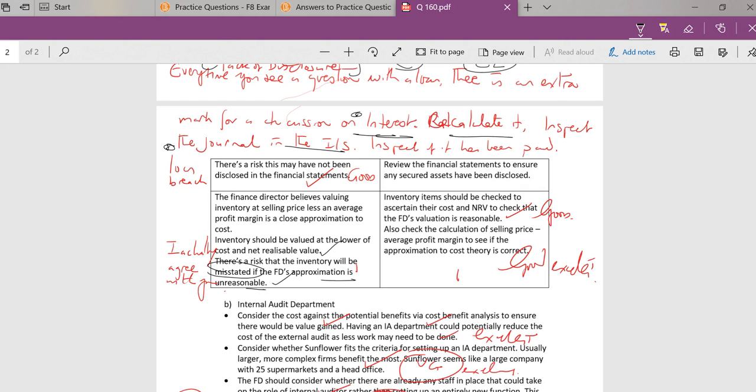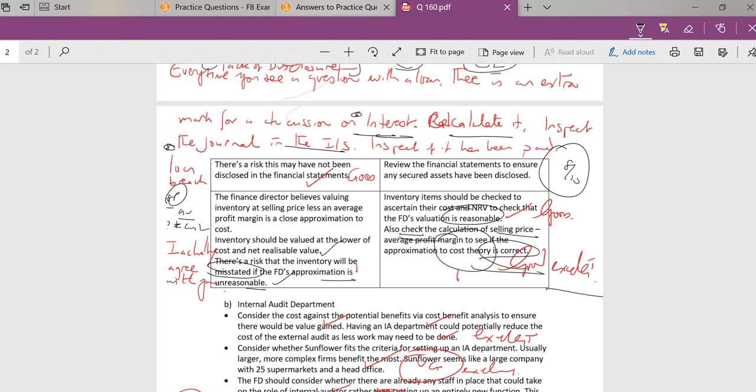When we go to the answers, they actually argue that selling price minus this average margin takes it to a figure that's lower than selling price. The question is, is this close enough to cost, which is what you ask here. Also, check or reperform or recalculate the selling price minus average margin and compare it to the cost to see if his theory is correct. And I've written excellent because that's really the argument here. And it's about checking for reasonableness. Really good. I think I gave you 8 out of 10 there. That was strong.